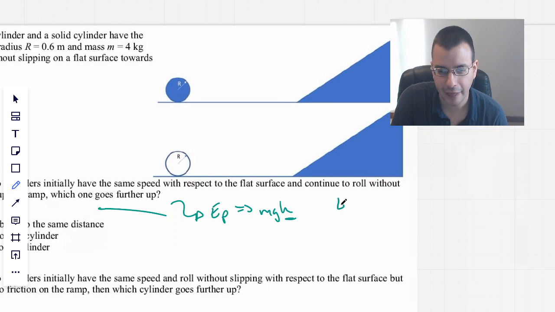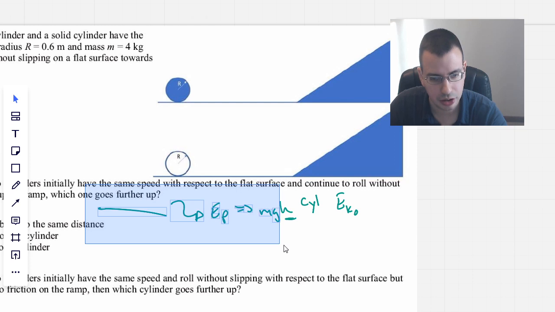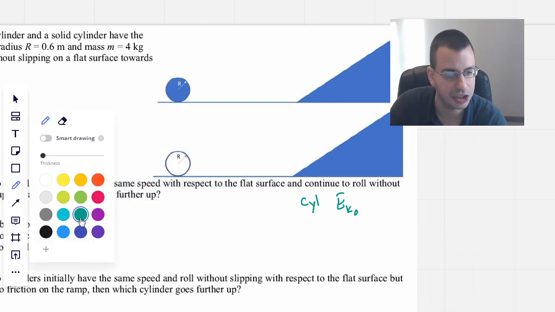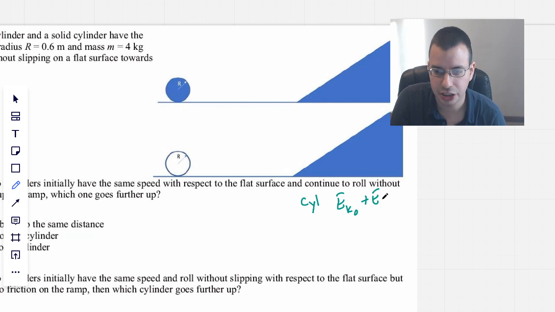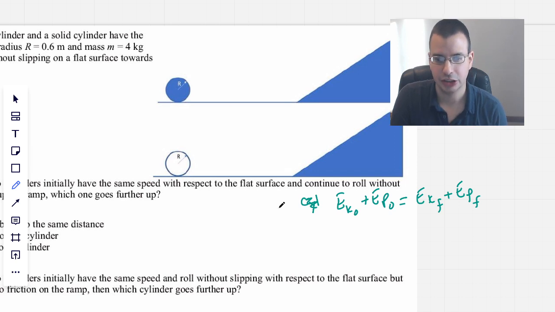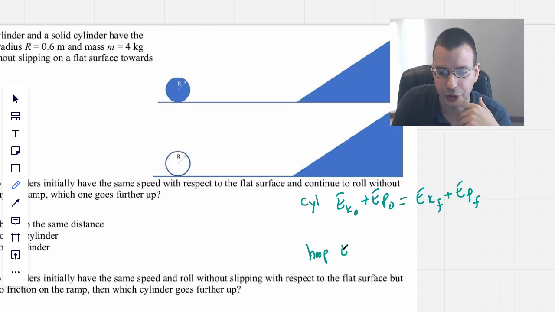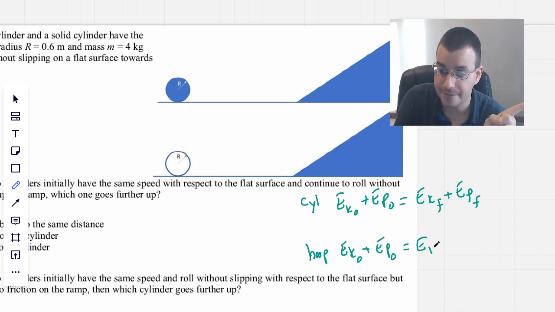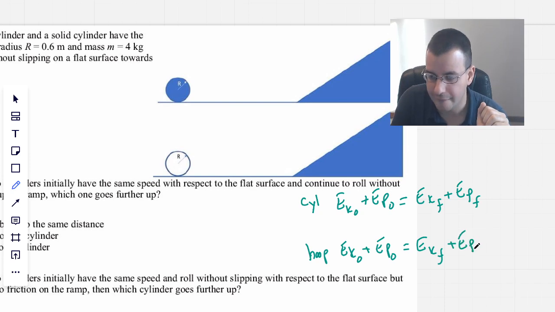So we'll do initial kinetic energy. This will be the cylinder. So for the cylinder, we have initial kinetic energy plus initial potential energy equals final kinetic energy plus final potential energy. I'll do the same thing for the solid, I'll call that one the cylinder. I'll call this one the hoop, because it's like a hollow hoop, maybe. And we'll do the same balance for it.